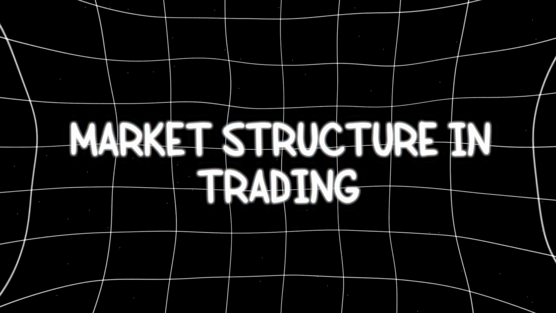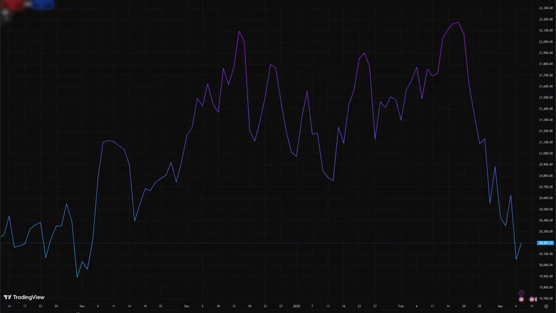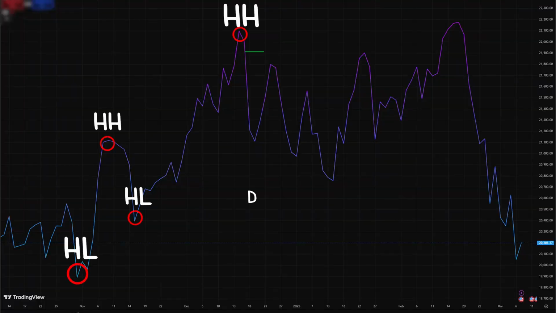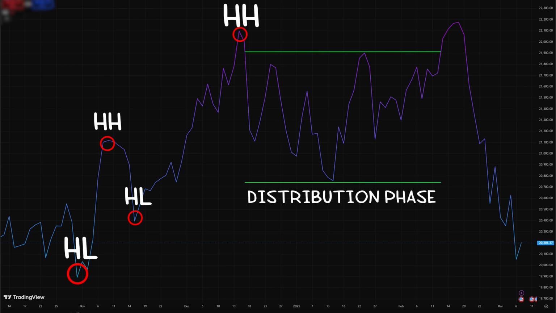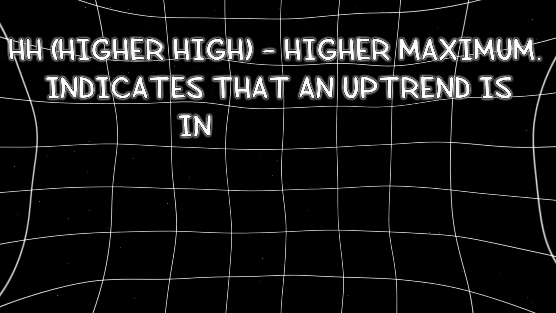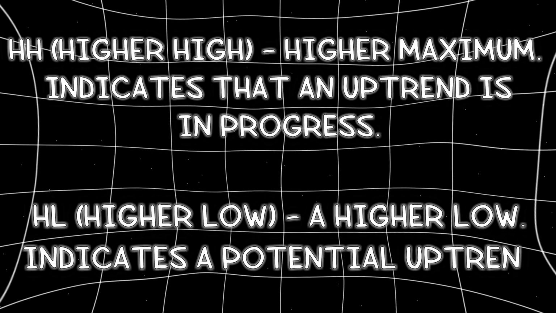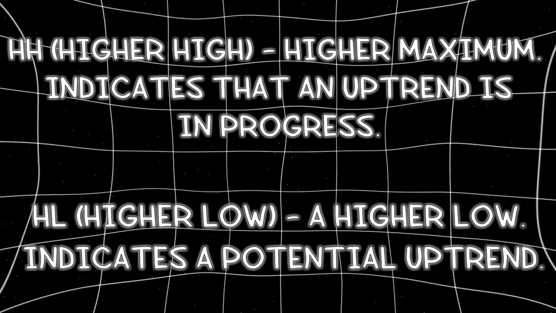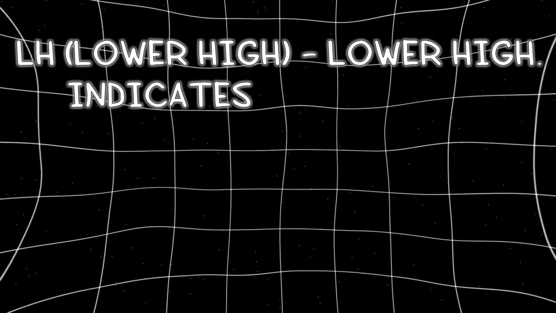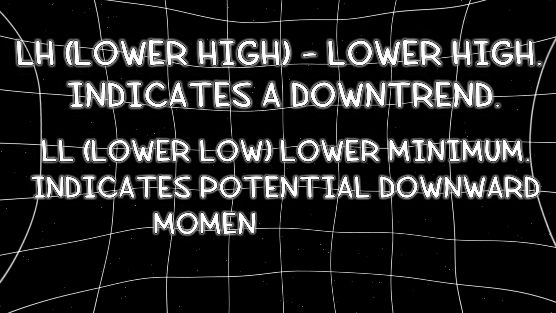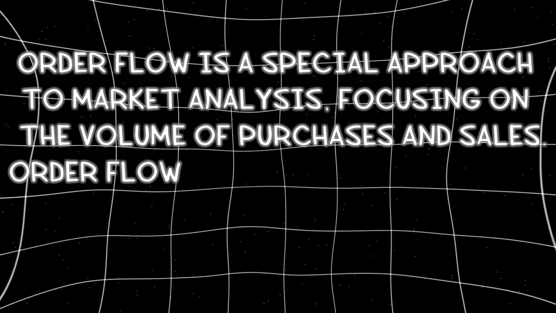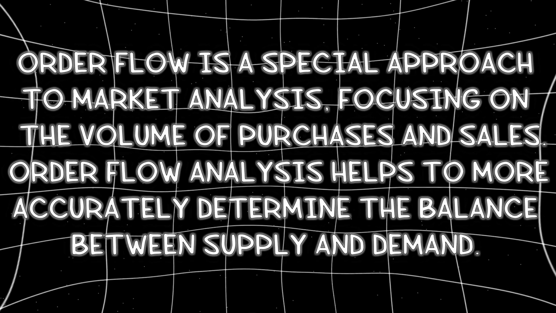Let us start with market structure. In trading, it is the alternation of highs and lows on the chart, which helps traders to visually determine the current state of the market and try to predict its future movement. In the smart money concept, the market structure is very similar to the classical approach, but here additional concepts such as order flow and multi-structure complex correction are added.